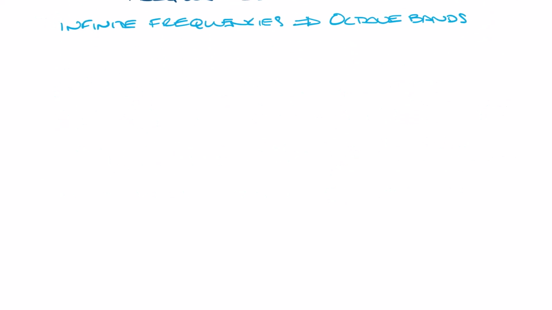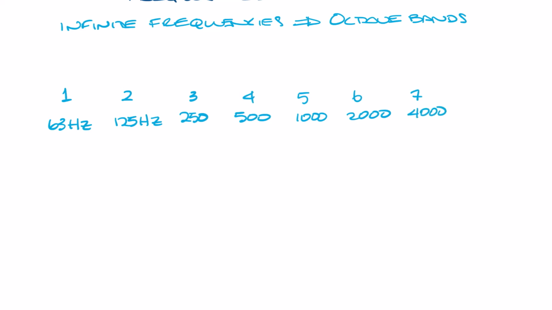There are an infinite number of frequencies, so we group them into octave bands. Let's scoot this up and make some room. For our industry, the octave bands are centered around increasingly wider frequency ranges starting at 63 Hz and then doubling from there. So octave band 1 is 63 Hz, octave band 2 is 125, 3 is 250, 4 is 500, 5 is 1000, 6 is 2000, 7 is 4000, and the 8th band is 8000 Hz.